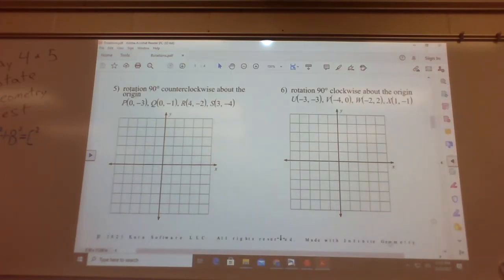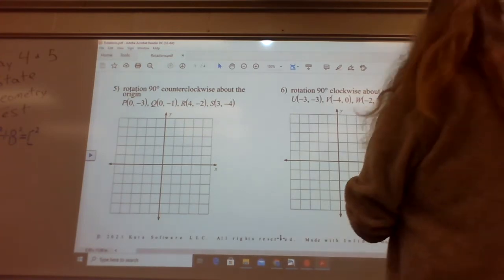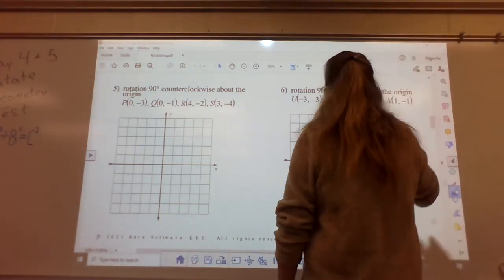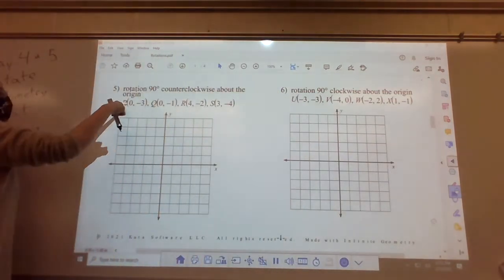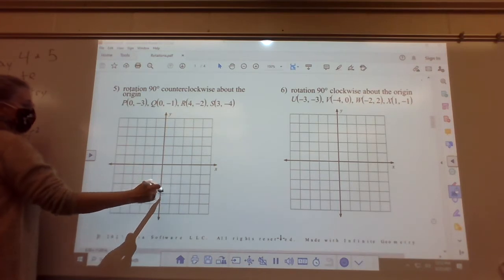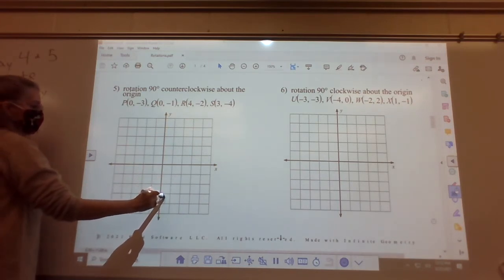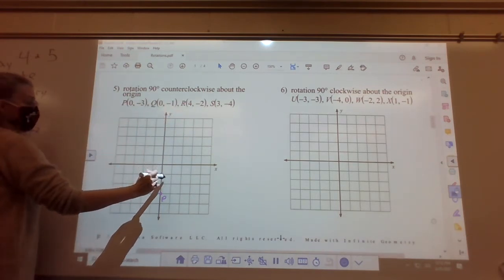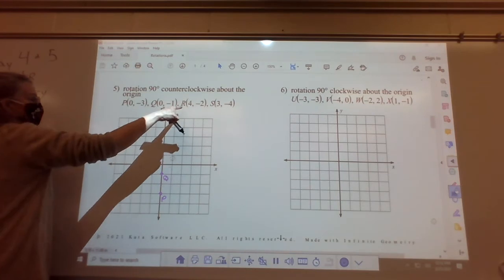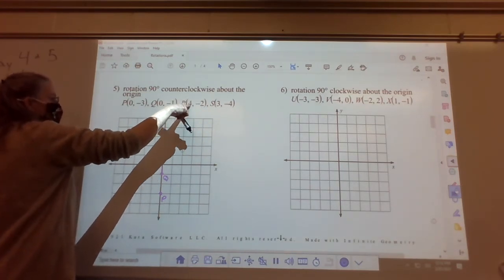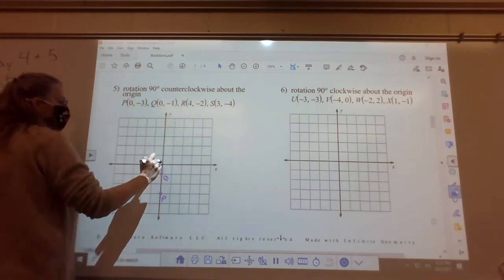Now again, be really careful because there's some zeros in here. And I've seen a lot of people do zeros wrong. So just be careful. 0, -3, don't go sideways, down 3. So there's my P. 0, -1, don't go sideways, down 1. There's my Q. 4, -2, most people seem to do better on these. So 4 means sideways 4, down 2.